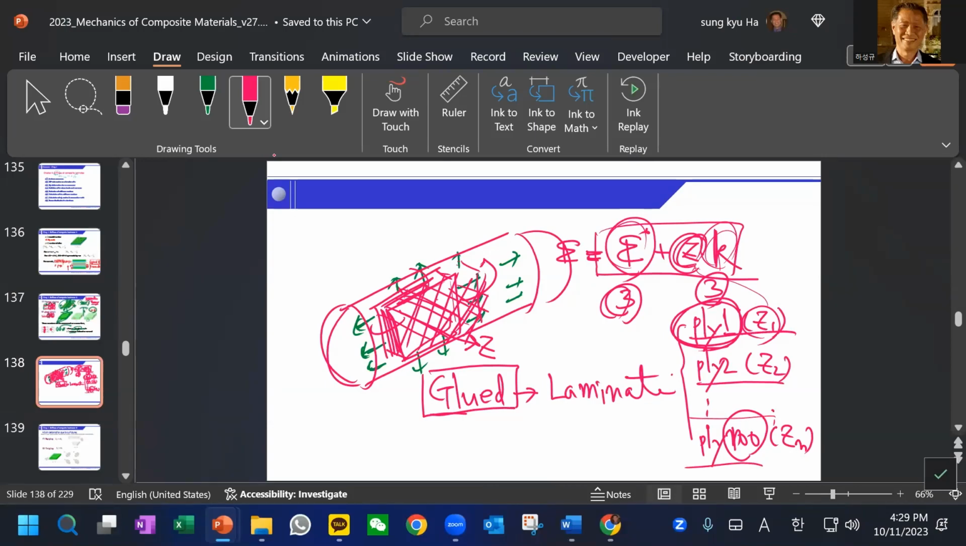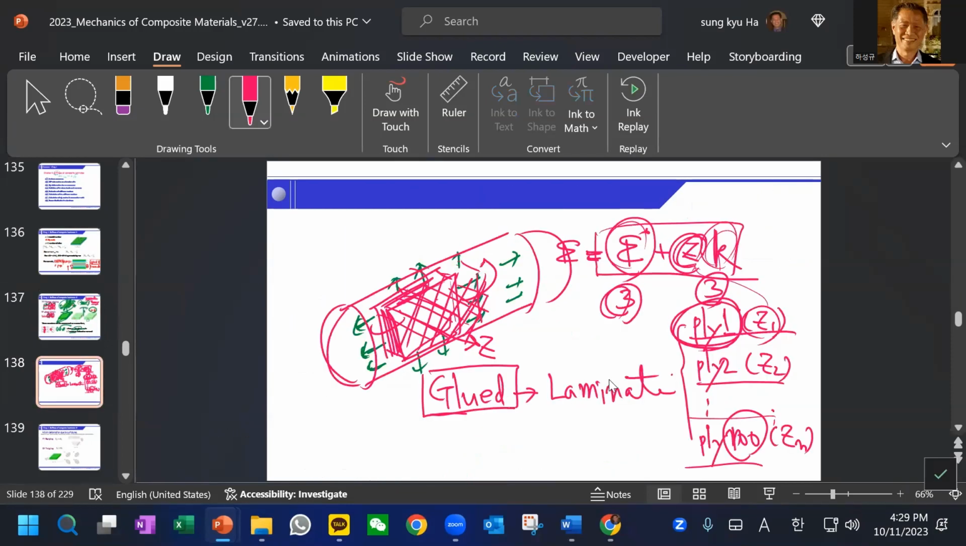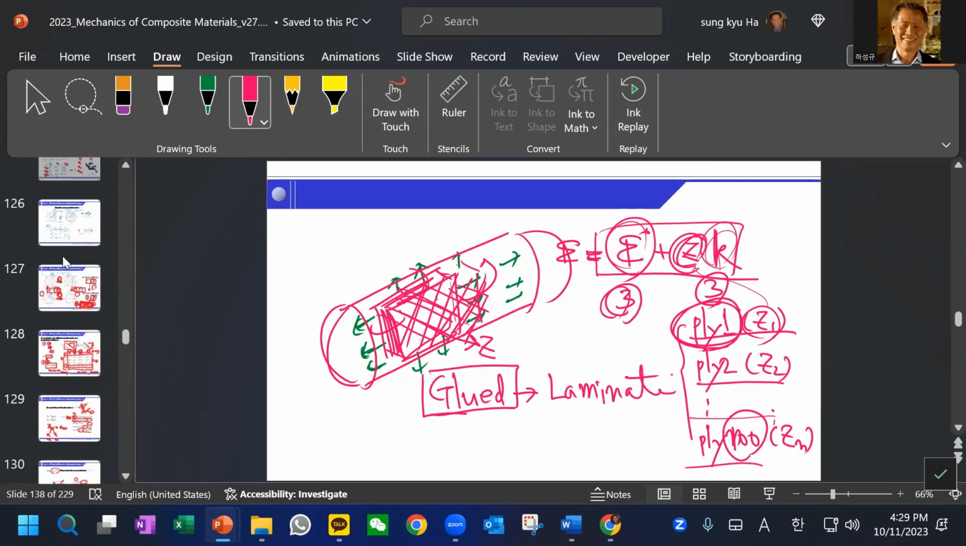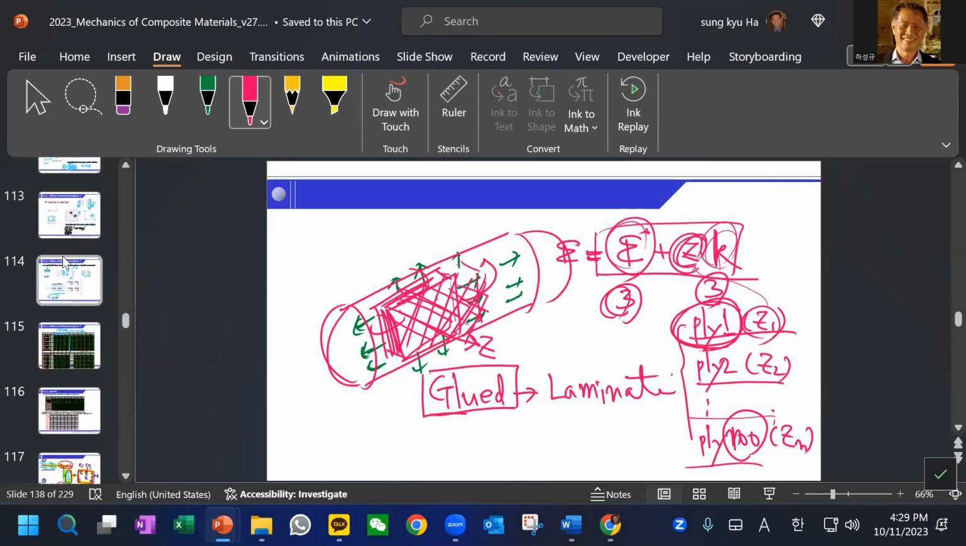Okay, that's one example of this laminate theory. So laminate theory is not just for a plate, but can be applied to any composite structure. The point is that each ply deforms together. That's exactly what we studied.